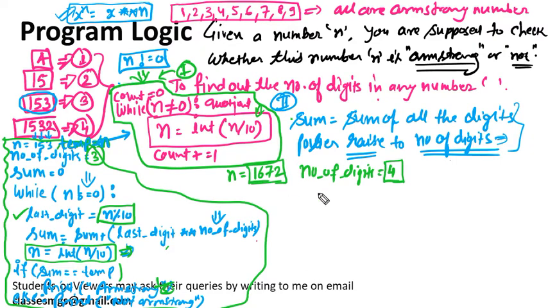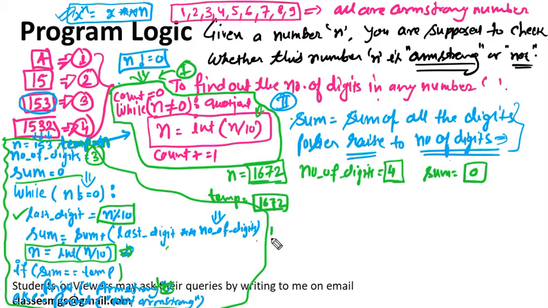Let's suppose n is this value, and the number of digits is 4, and sum is 0. So let's create a variable sum, and here it is 0, and temp equals num. Let's suppose I have created a temp variable, and this temp variable will hold the number value, that is 1672, because this number we are going to modify. Now let's try to run this.